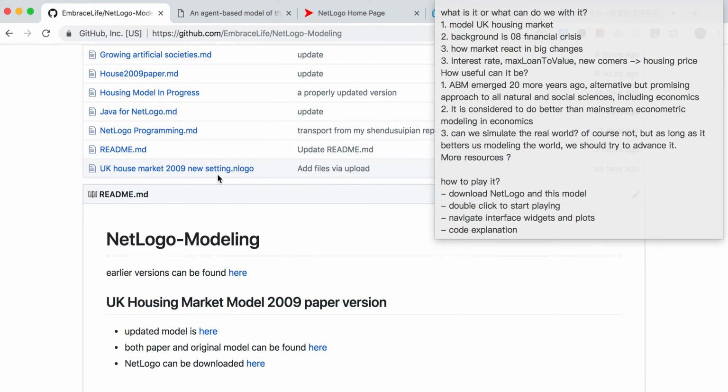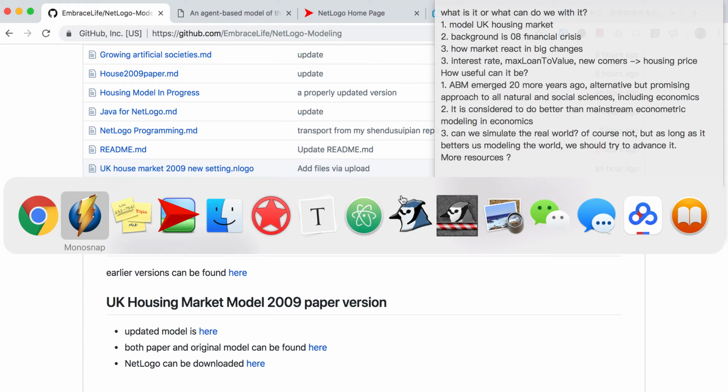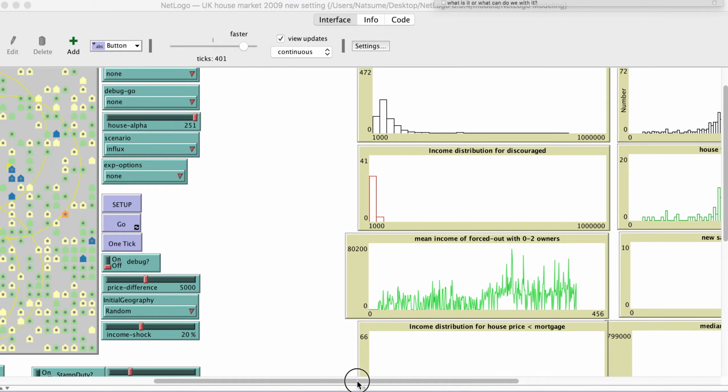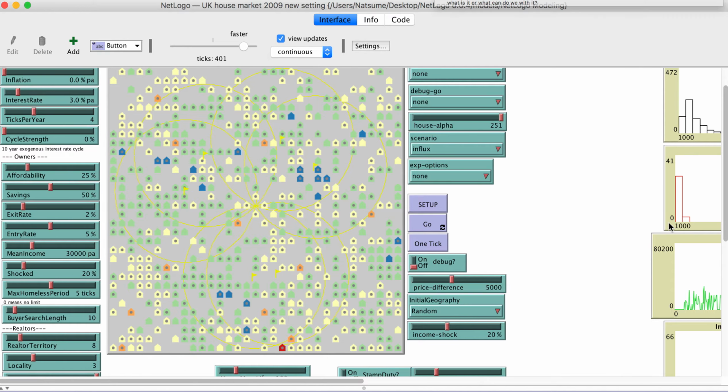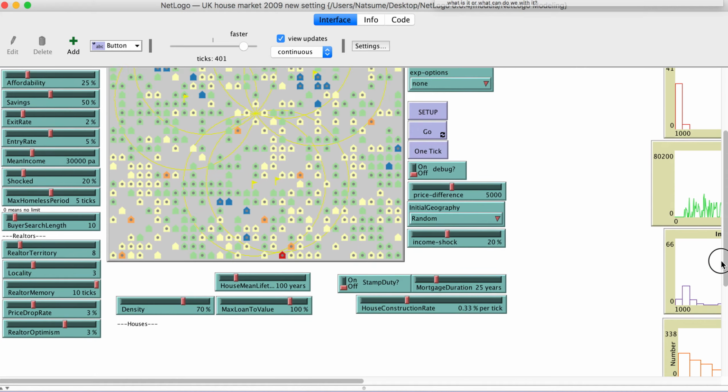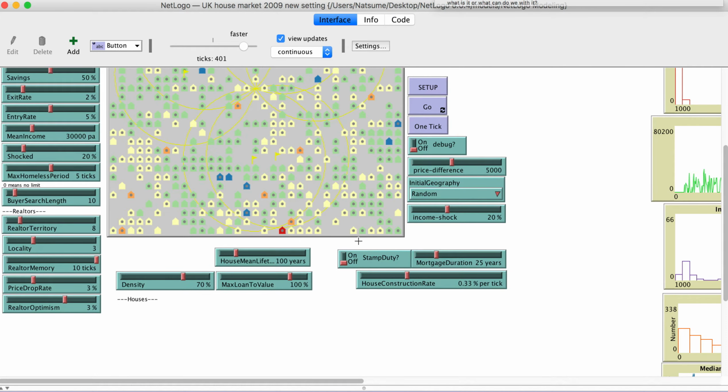To use the model, after you download it, just double click and you will run. Okay, so that will be easy. Now, let's look at the model, see how we can play it. To play it, we first of all need to understand all these parameters right here. There are parameters about the macroeconomy, which include inflation and interest rates, and parameters about the owners of the houses and the realtors for the houses, and of course the houses themselves, and other parameters.